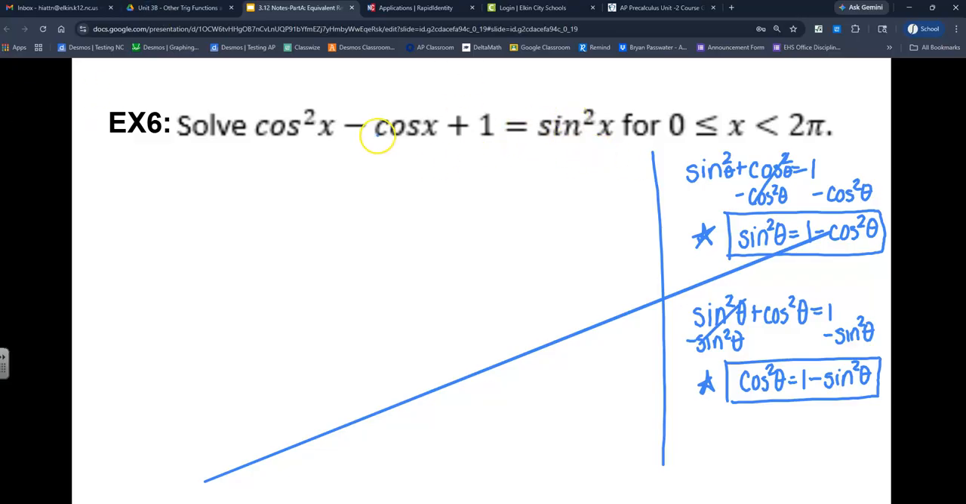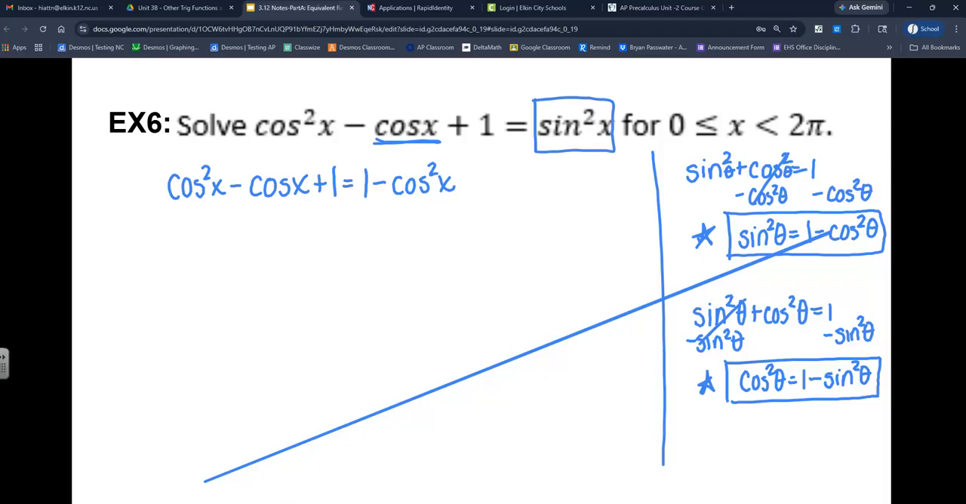I can factor it because can I change cosine x to sine x? I cannot. Remember, Pythagorean identity has to be squared. A squared plus b squared equals c squared, not a plus b equals c, right? That doesn't work. So I can't change cosine x. If it's not squared, you can't use Pythagorean identity. So since this has to stay, I want to change my sine squared x. So this is what it'll look like. I'll have cosine squared x minus cosine x plus 1. I don't mess with that side. Equals sine squared x is 1 minus cosine squared x.